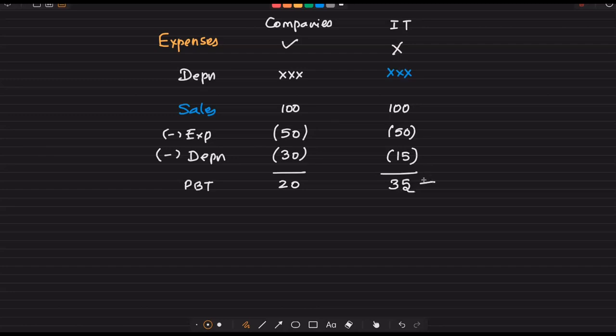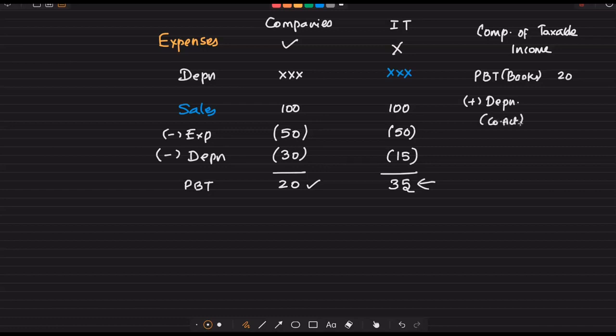It is on which profit? This profit. So business entities will be making a computation of taxable income. They will be doing something known as computation of taxable income, which basically starts with profit before tax as per books. In our case, it is this 20. Then they will add back the depreciation, which is provided as per Companies Act. In our case, it is this 30.